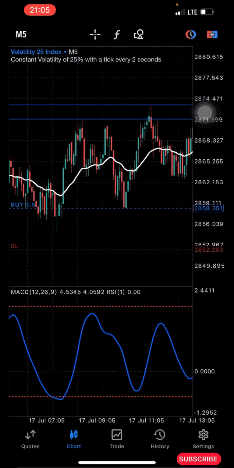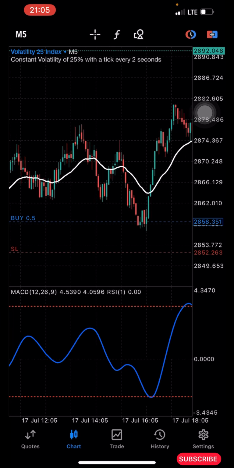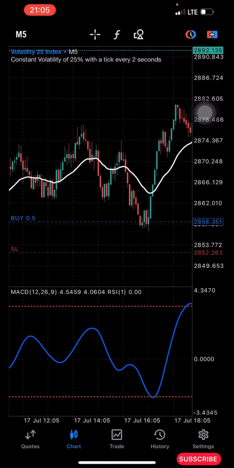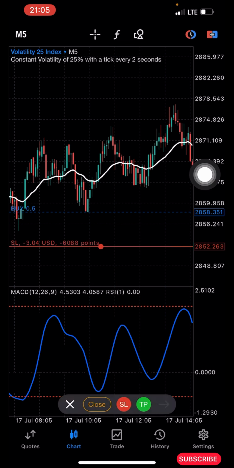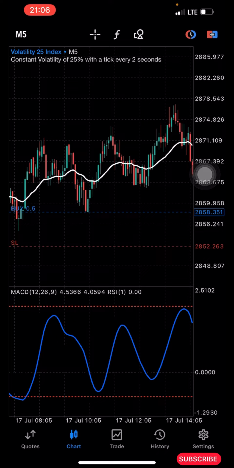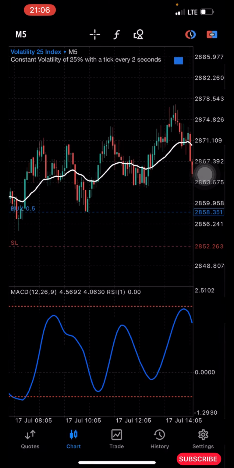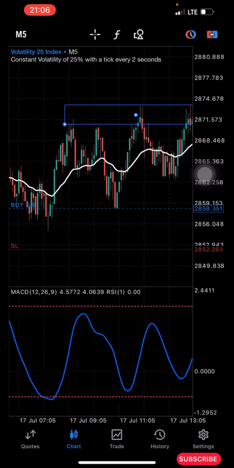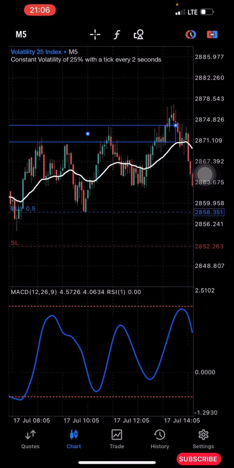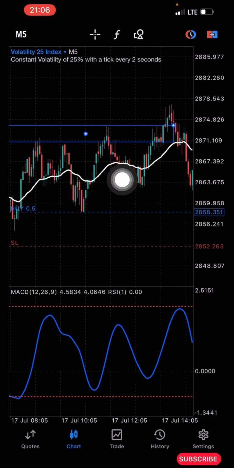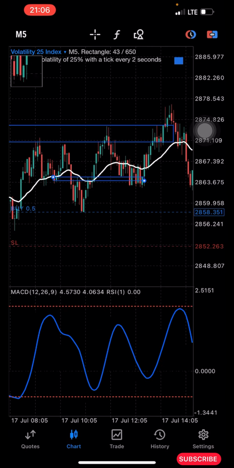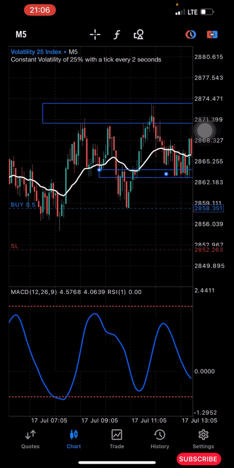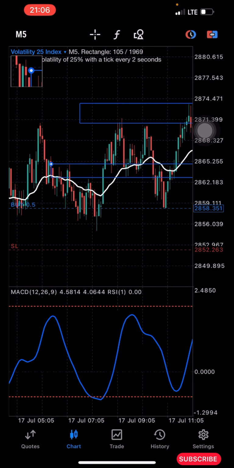Now initially, before I took the entry, price was around this area here. So what I did was I marked out this area of resistance, because I saw that maybe price was going to reject from this area, so I marked it out as of then. Then I also marked out this support area here. There's a support zone here.